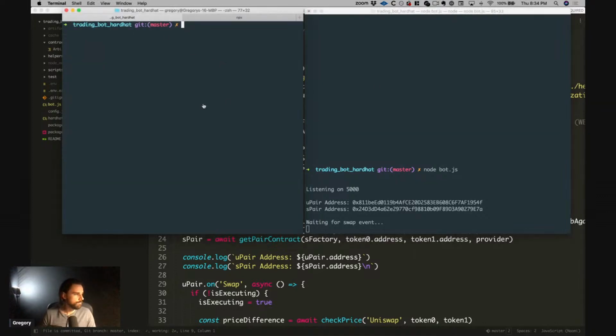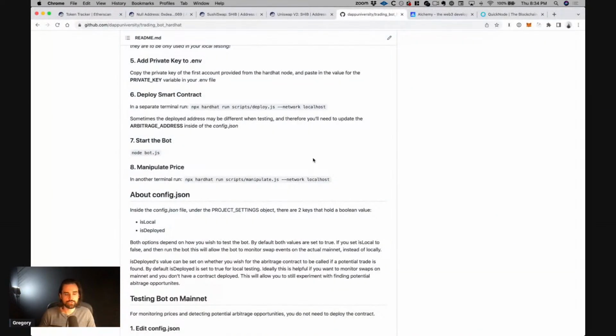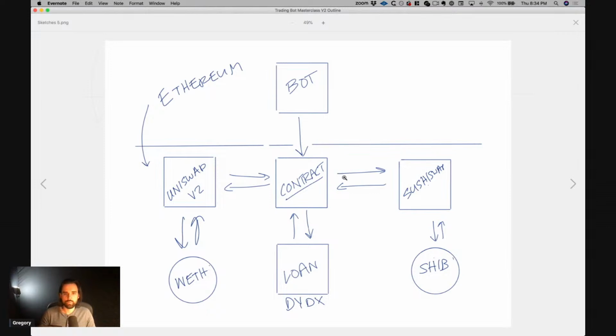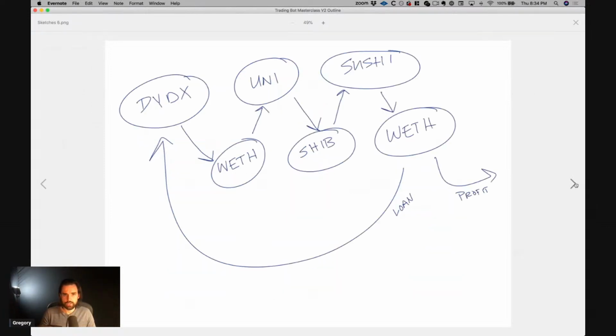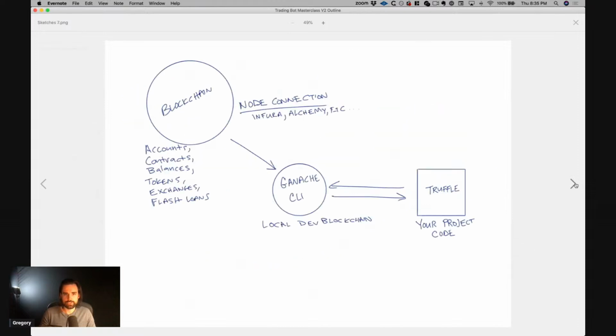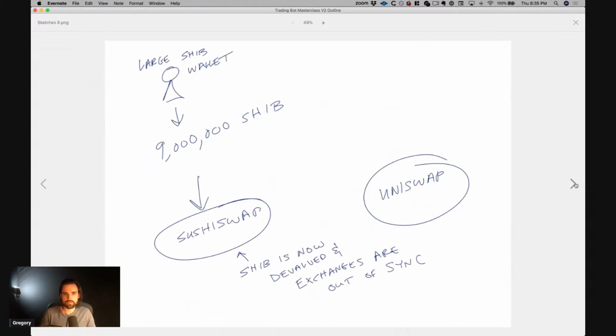So now what I want to do is actually watch the bot work. Okay. So we've got the smart contracts, we've got the bot running. Now what I want to do is simulate this thing where we take a large Shiba Inu wallet and we dump a bunch of Shiba Inu tokens on SushiSwap so that the prices fall out of sync, and then we actually do the arbitrage trade.